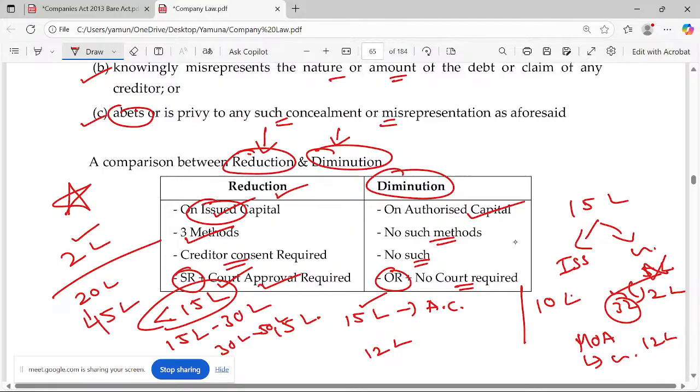Really, this has happened. So to reduce this fee amount, what we will do is diminish it. Is it okay? So that's about section 66.